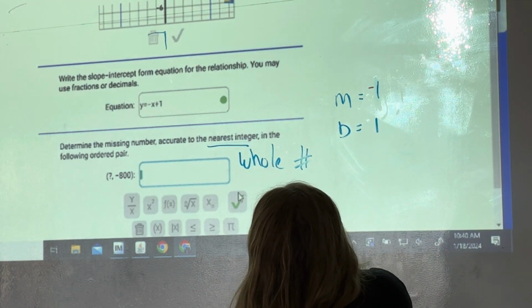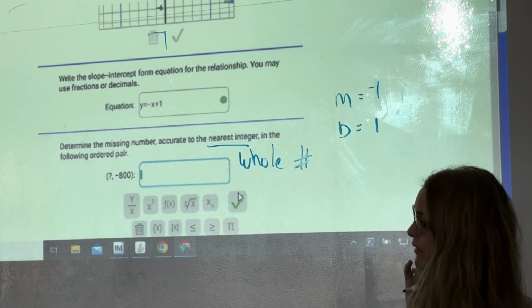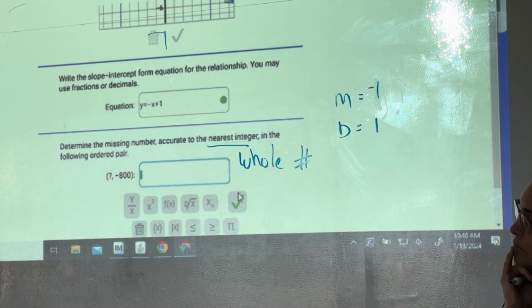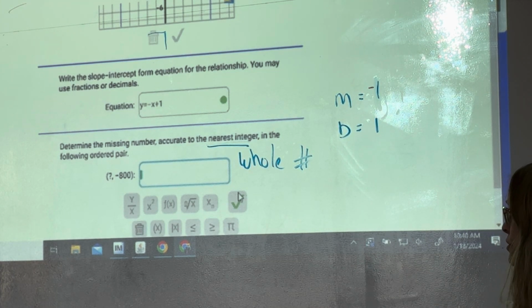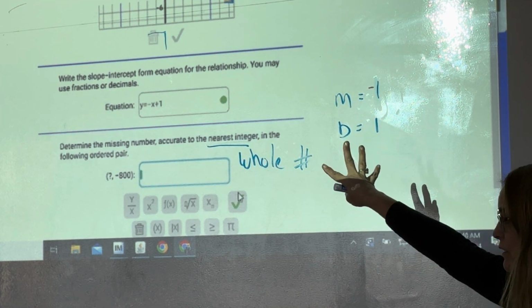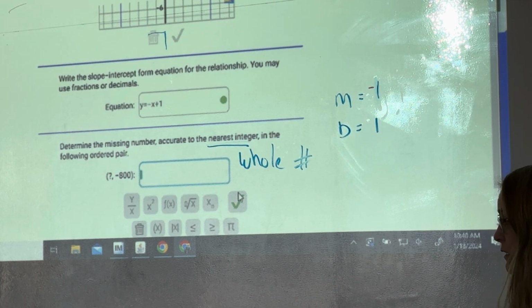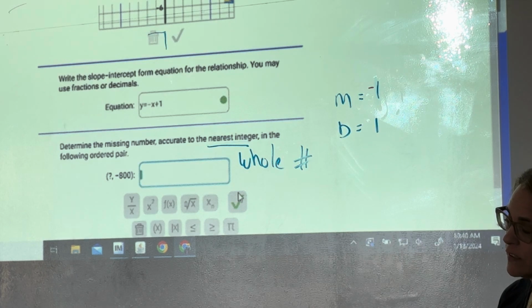Okay. On that fraction, where's the negative 800 at? X or Y? This problem is not on your paper. It is similar to the one on your paper. So I'm showing you what it looks like on Get More Math. Okay, so where's the negative 800? X or Y?